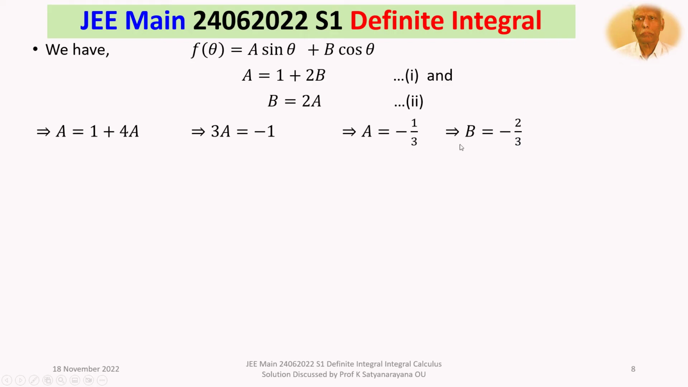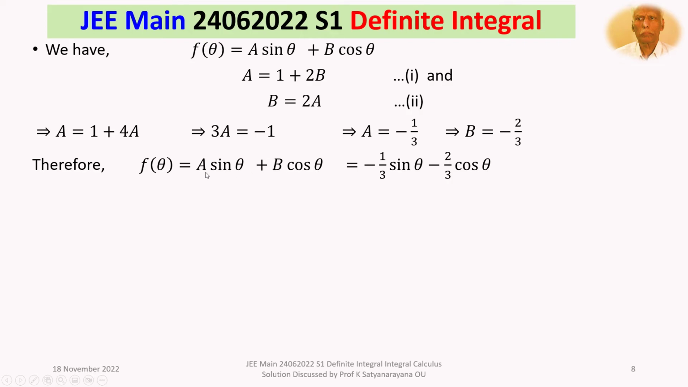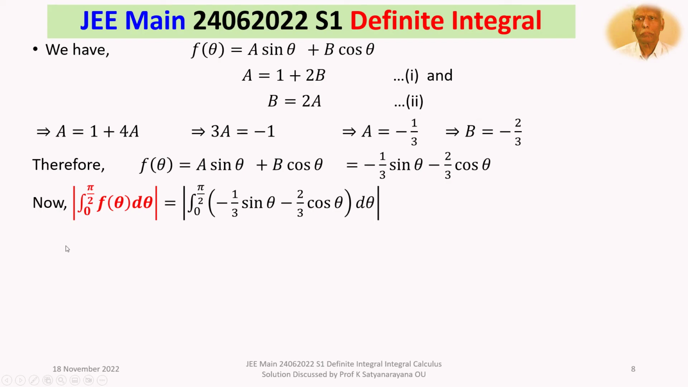So, the values of a and b we have obtained, and thus we know what is f of theta. f of theta is a sin theta plus b cos theta. a is minus 1 by 3 sin theta plus b is minus 2 by 3 cos theta. Now, this is to be obtained: the modulus of the integral from 0 to pi by 2 of f of theta d theta. That is equal to the modulus of the integral from 0 to pi by 2 of f of theta, where f of theta is minus 1 by 3 sin theta minus 2 by 3 cos theta, with respect to theta, in the modulus. Integration is very simple, so let's do it.